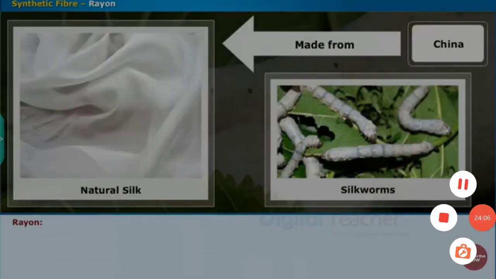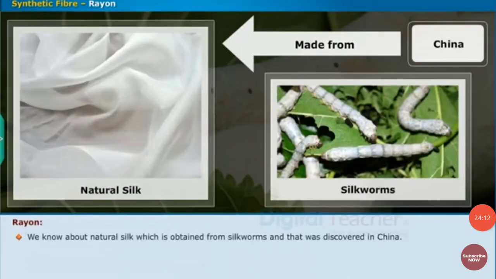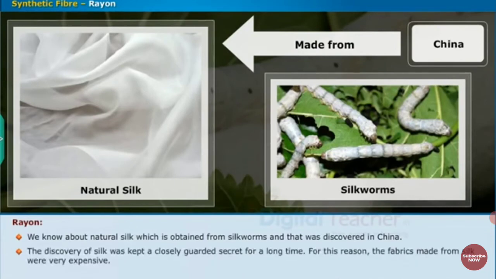Now, let us study rayon, which is another type of synthetic fiber. We know about natural silk, which is obtained from silkworms and was discovered in China. The discovery of silk was kept a closely guarded secret for a long time. For this reason, the fabrics made from silk were very expensive.